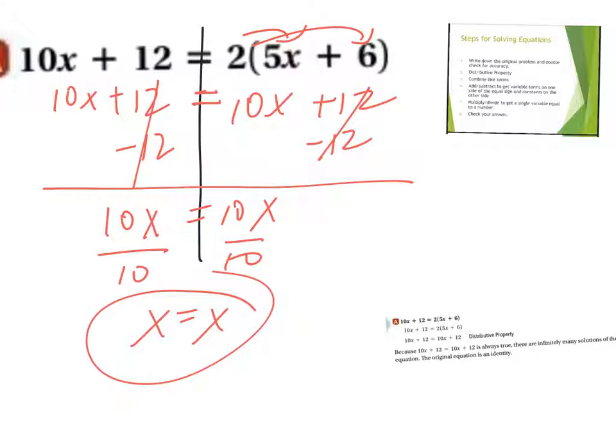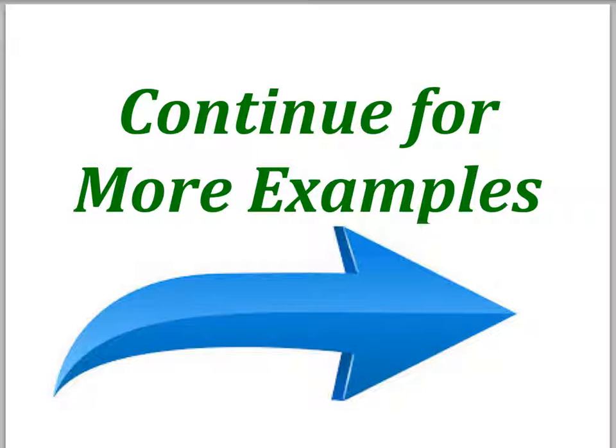Let's say you instead got 10 equals 10, or 4 equals 4. Numbers like that, and no matter what I put in there, of course 10 equals 10, of course 4 equals 4, of course x equals x. It's always going to be true. It's called an identity. Some people say infinitely many solutions, and it shows that down here, infinitely many solutions. I'll take either answer. All right, so go ahead and continue for another example from me.